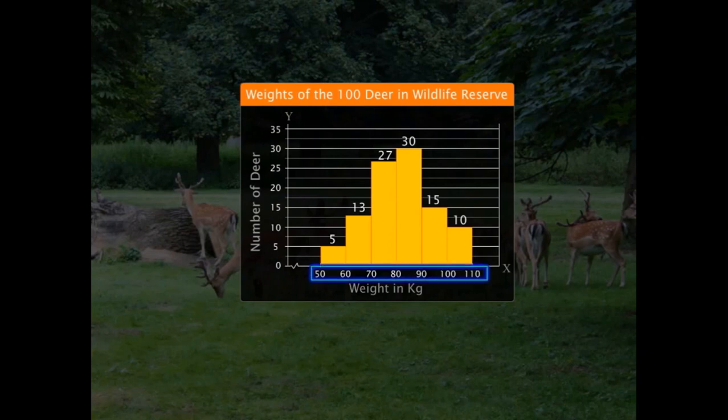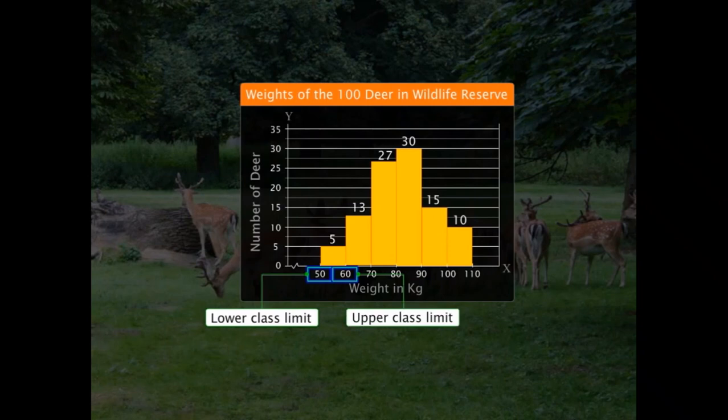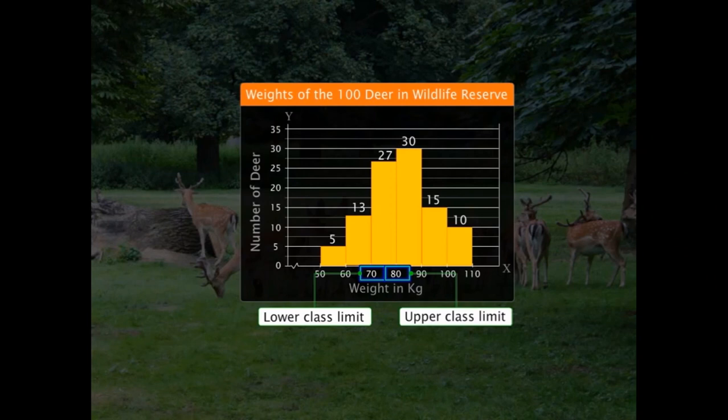The range of weights from 50 to 110 kilograms is divided into groups. Each group is called a class. Here we have 6 classes. In a particular class, say 50 to 60, 50 is the lower class limit and 60 is the upper class limit. Similarly, in the class 60 to 70, 60 is the lower class limit and 70 is the upper class limit. In the same way, lower and upper class limits can be deduced for other classes.